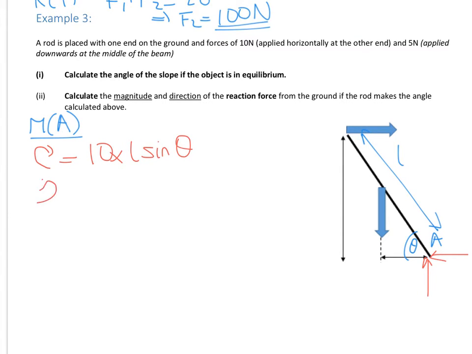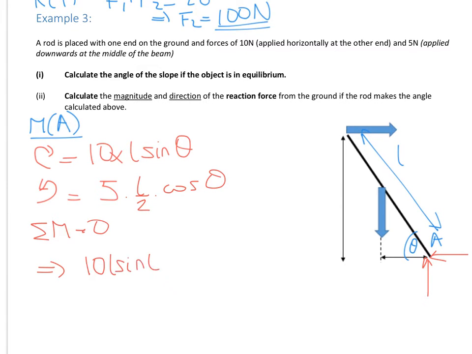And then anti-clockwise, we've got 5 newtons, and we've got half the length here, and we need to multiply it by cosine theta to get this length here. So because it's halfway along, it's going to be L over 2, and this time it's going to be cosine of theta because we want this side here. And remember, the sum of the moments should be 0. So essentially 10 L sine theta should be equal to 5 L over 2 cosine of theta. So you can see at this point the length of the slope is immaterial.